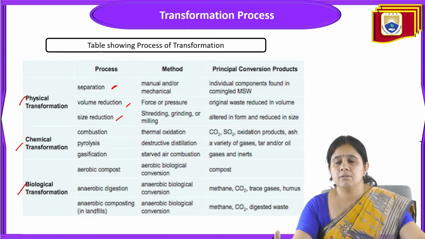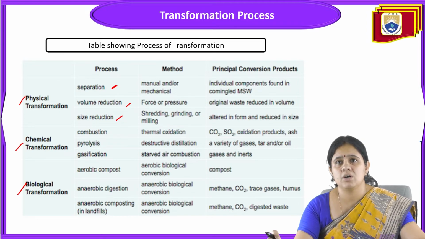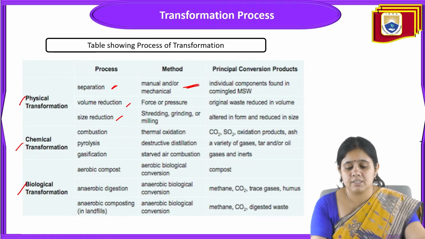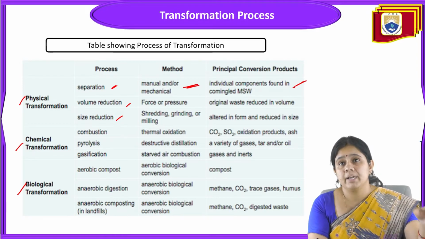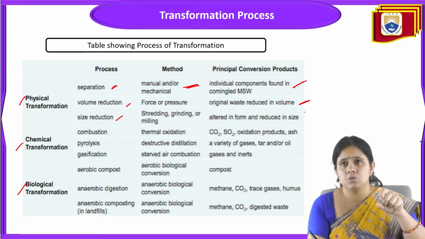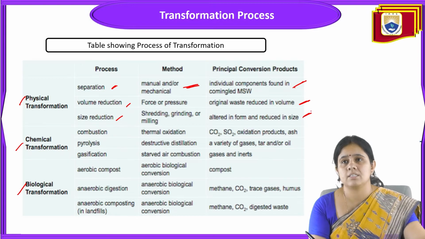Volume reduction is done by applying some force or pressure on the waste. Size reduction is done by shredding, grinding or milling. For manual or mechanical separation, the individual components found in commingled waste are separated and the original waste volume is reduced. Shredding, grinding or milling alters the form and reduces the size.